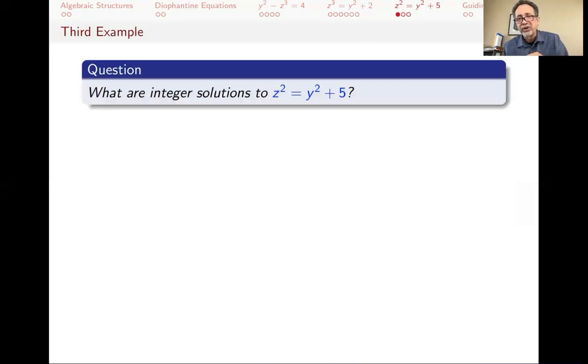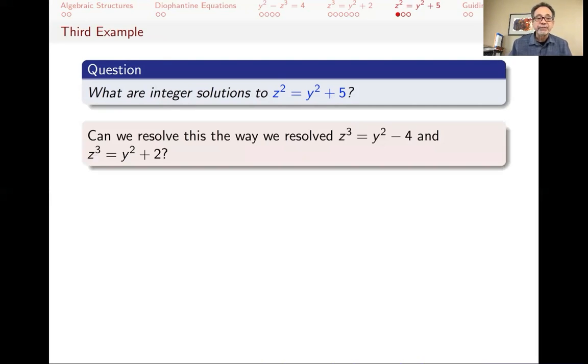Now we go to our third question. And this one, if you solve it slightly differently, you can solve it really easily. But I'm going to try to solve it the same way as I solved the other two Diophantine equations. I want to solve z squared equals y squared plus 5. And something surprising happens. We want to solve it just the same way we solved the other ones.